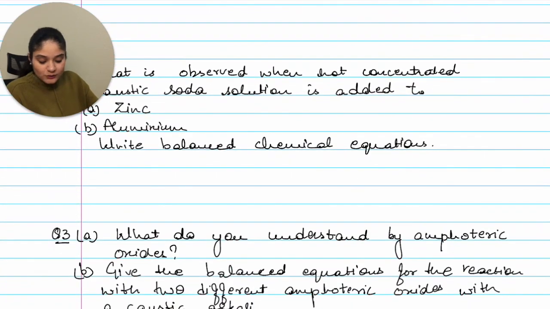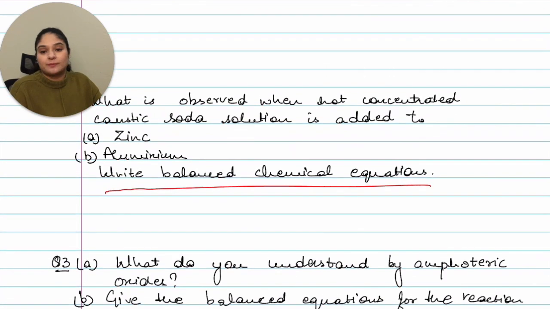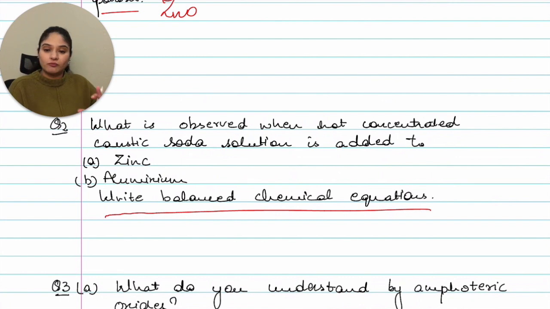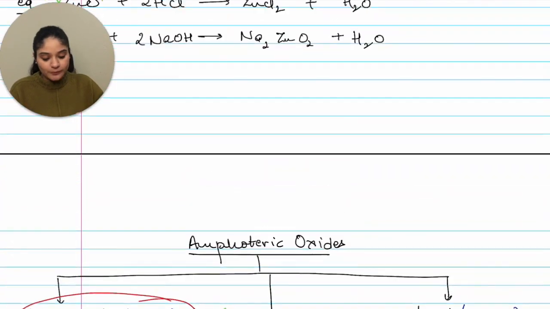Next question is, what is observed when hot concentrated caustic soda solution is added to zinc and aluminium? Write a balanced chemical equation. In this question, I have seen the majority of mistakes happening, where the students have written the equation but did not mention the observation. The question is clearly asking you what is observed. So first, you have to write the observation. Second, you have to mention a balanced chemical equation. So let's look at both of them.